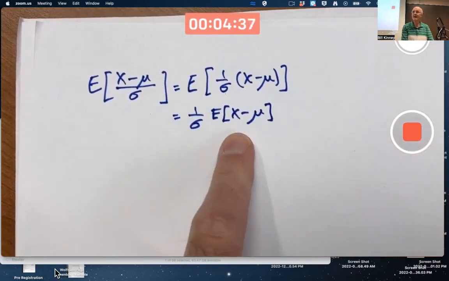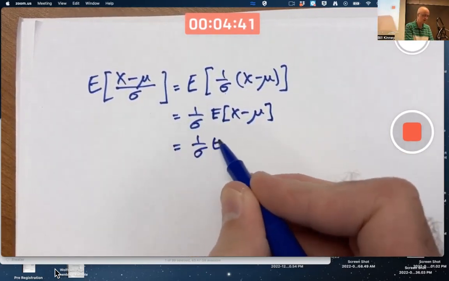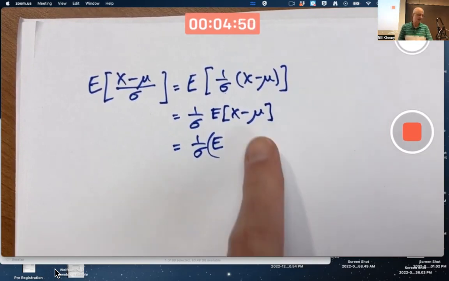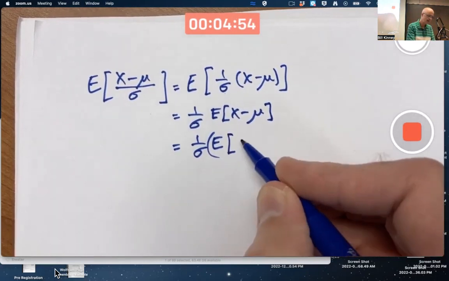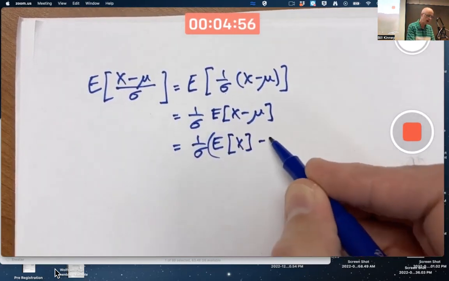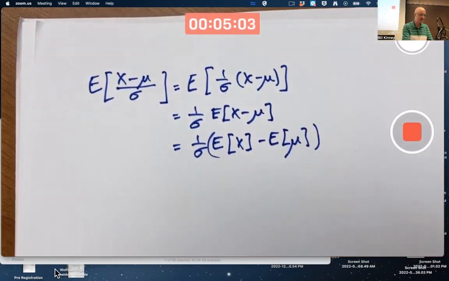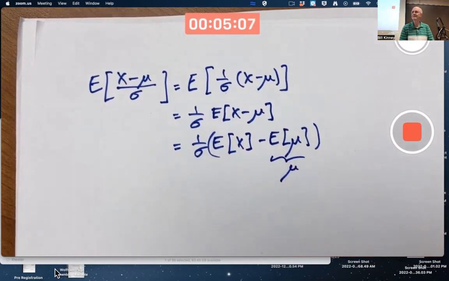Here we have the expected value of a difference. Of course, a difference is a sum, right? When you are subtracting 4, you're really adding negative 4. Subtracting mu is the same as adding negative mu. And ultimately, combining more linearity properties, you get this. Mu is a constant, so this expected value is that constant, right? Because mu is a constant.